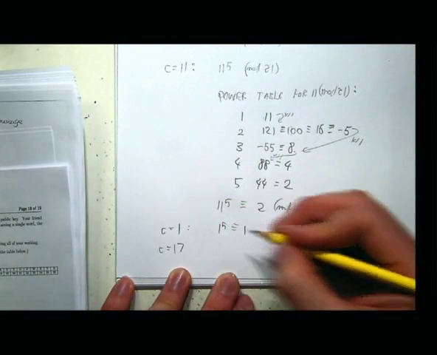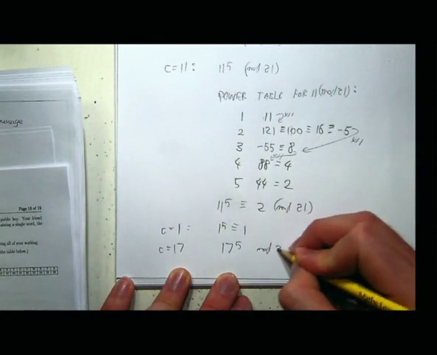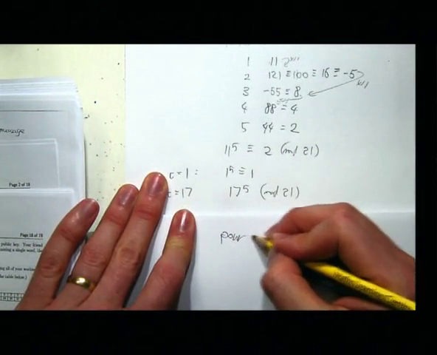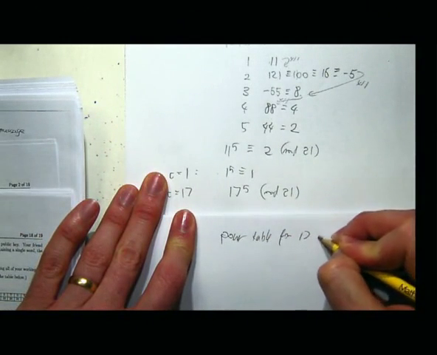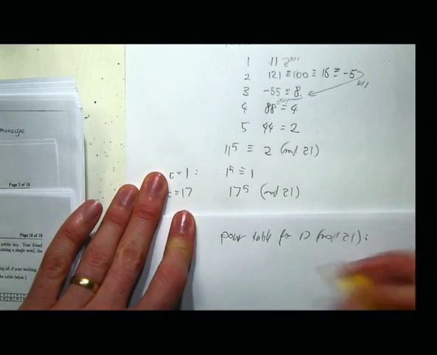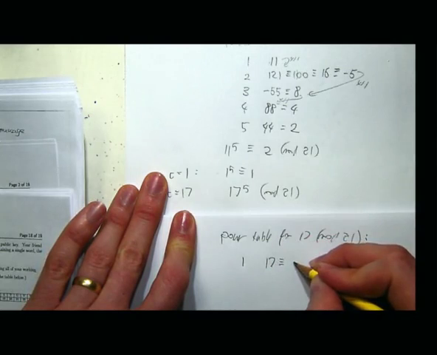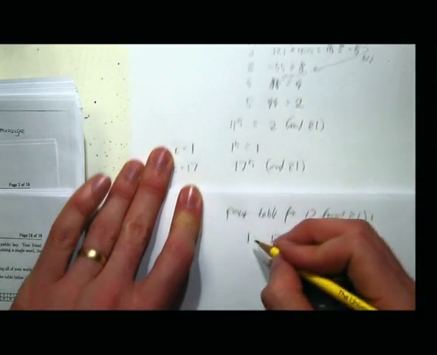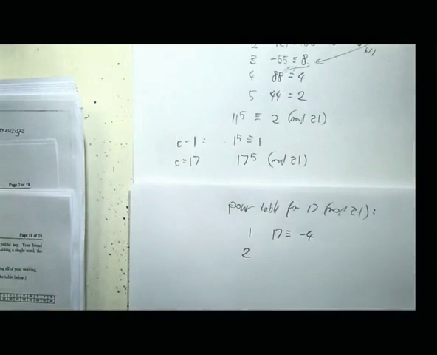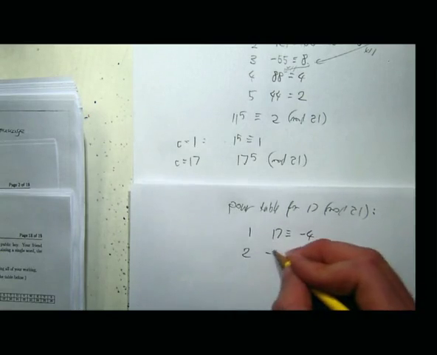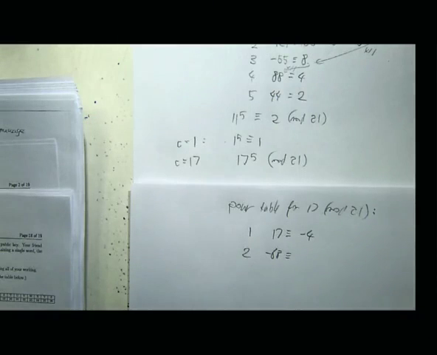17. So we need 17 to the 5, not 21. So let's see, power table for 17 mod 21. So it's 17, which is congruent to minus 4, and then we times by 17. So it's minus 68, and we keep adding 21.